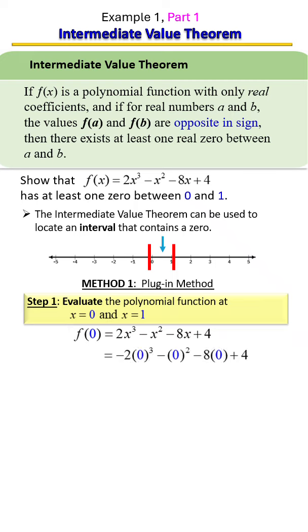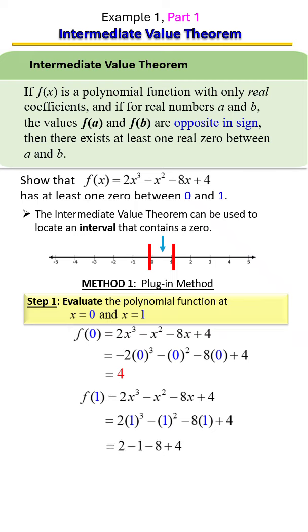And notice any number times 0 is 0, so all of that cancels out and you're just left with an output of 4. So f of 0 equals 4. Now let's find f of 1. Removing all the x's, replacing them with 1, we're going to do the math. Combine those numbers and that gives us an output of -3.